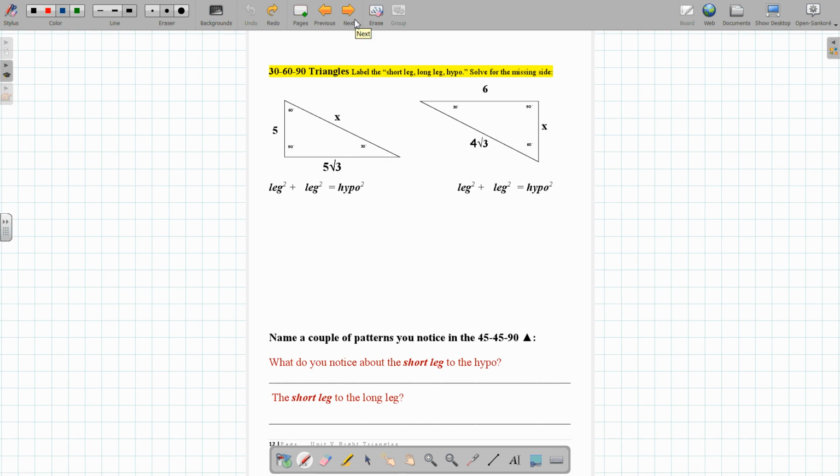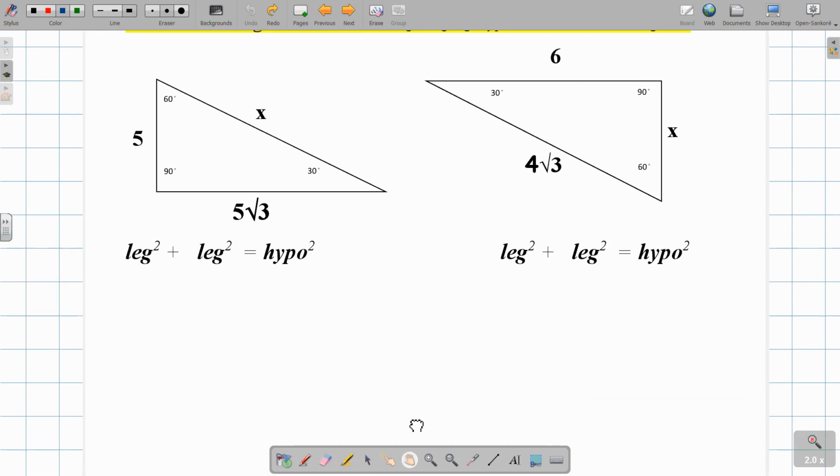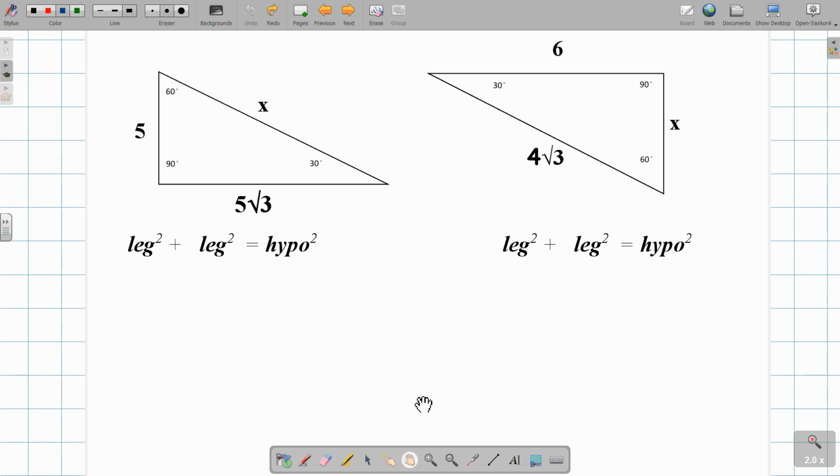Now we're going to do one more, which is the other special right triangle. There's two categories, and this is the 30, 60, 90. We're going to start by using the Pythagorean theorem. But we have to label our triangles here. We have a 90. 30 is the small angle, so that makes the 5 a short leg.